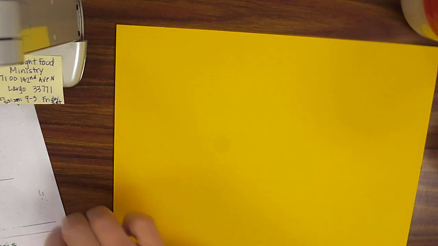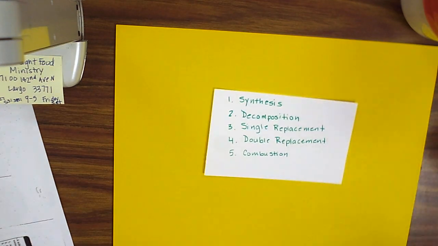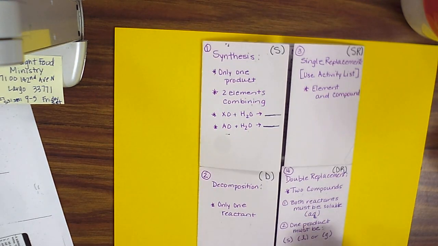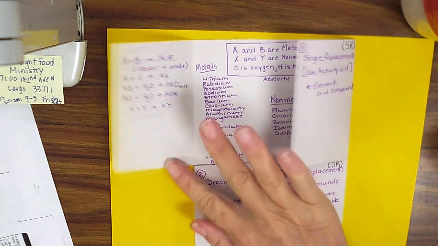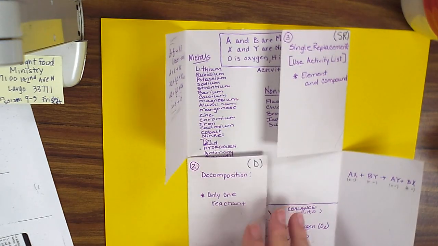Okay, so you're gonna watch a video, and in this video, you're going to be making this foldable. So it has 4 doors, see that? 4 doors, right? And there's a back to it.